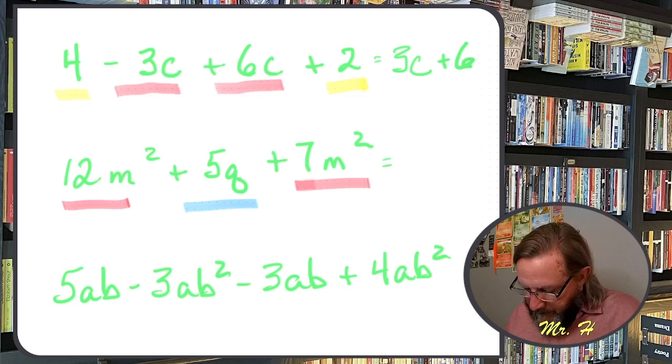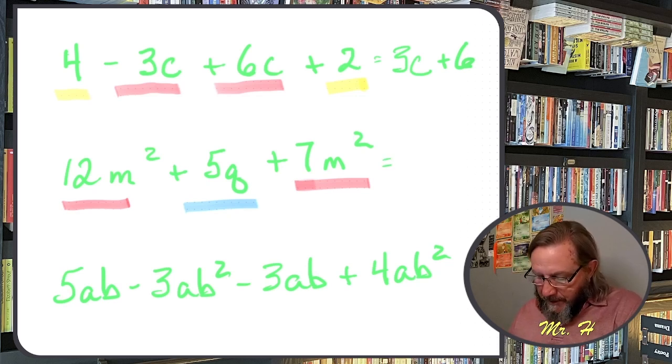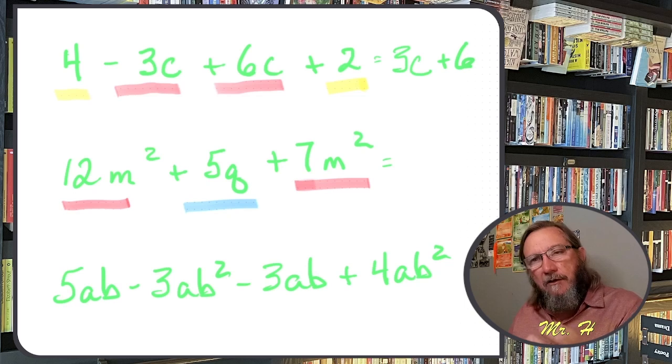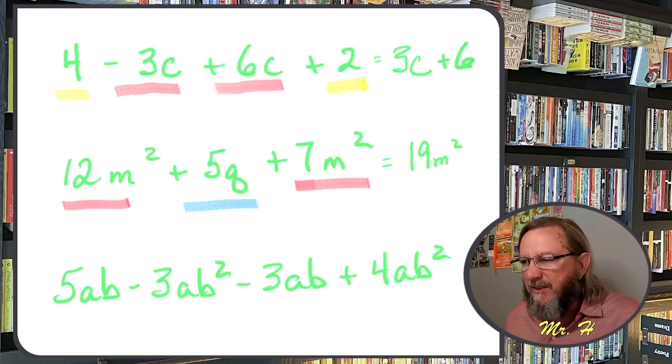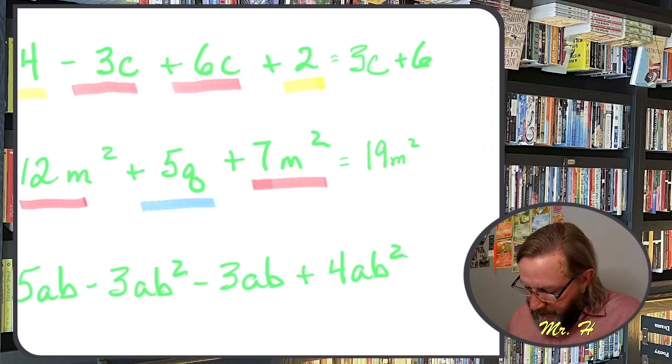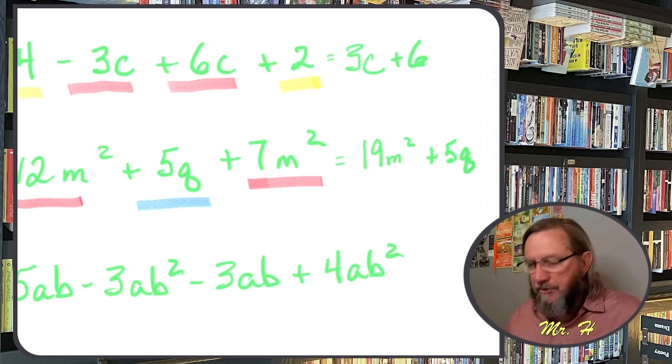So let's look at the m squareds. How many of those do we have? 12, positive 7. That's positive 19 m squareds. All right, 19 m squareds. And then the plus 5q just gets written along. Nothing to combine with it.